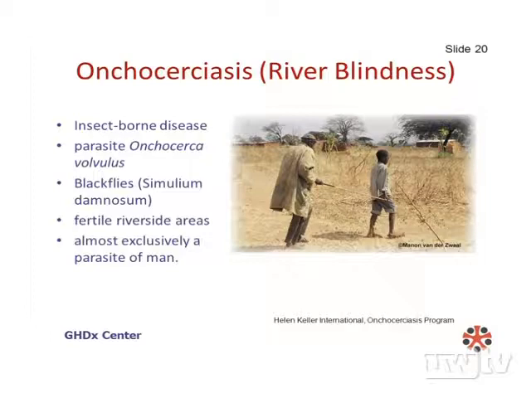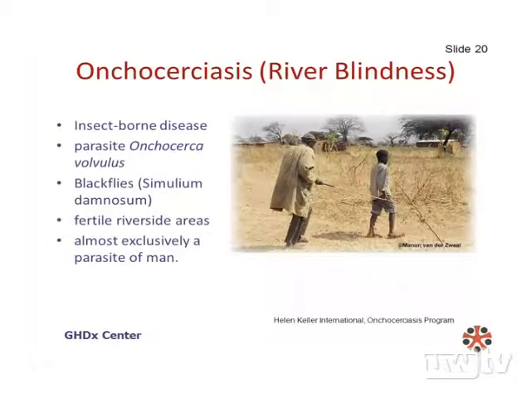And as a result, many riverside areas, which are prime agricultural land, get abandoned for fear of getting onchocerciasis or river blindness. So not only does it exact a huge toll on the people who are affected by the disease, you can also imagine that it exacts a huge toll on the country because your productivity drops. So it has a huge economic impact. And that's why they say that onchocerciasis, like a lot of other neglected tropical diseases, is a disease of poverty. It's almost exclusively a parasite of man. I don't think there are known animal reservoirs of onchocerciasis.